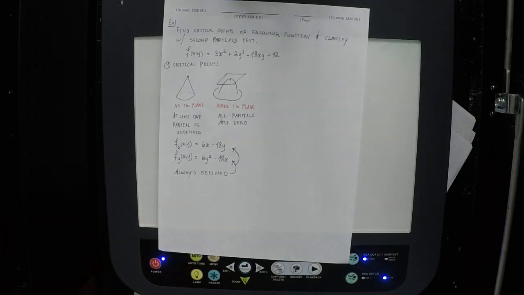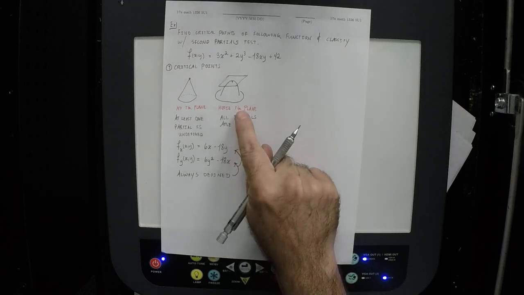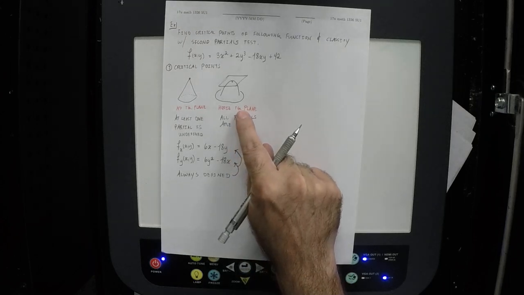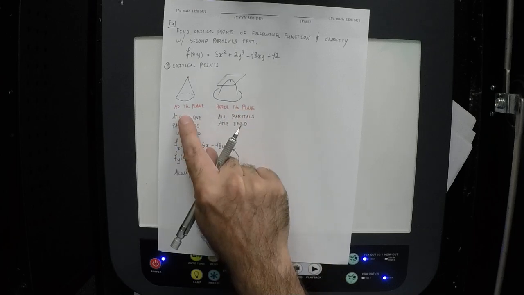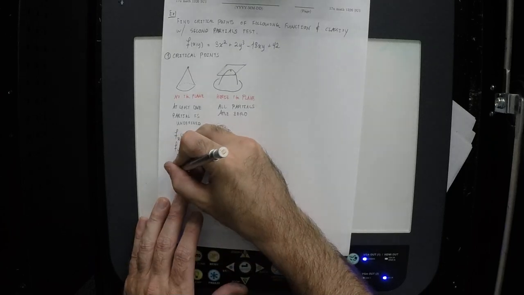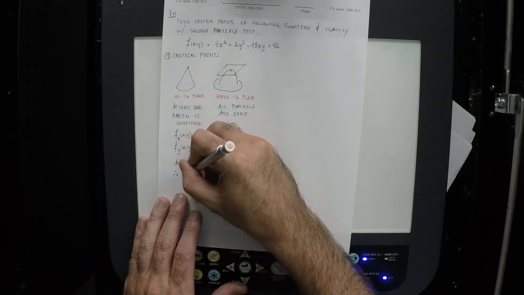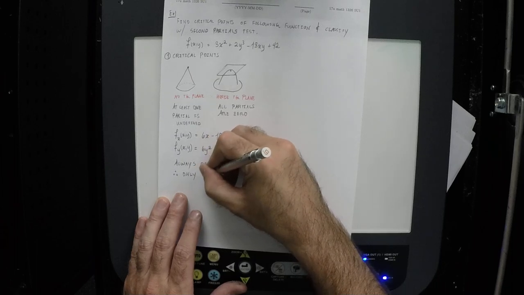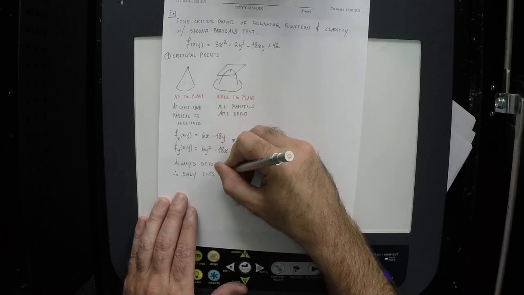What does that mean about the kind of critical points that we expect to find? Yeah, we're only going to find sombrero points, if you like. This is the only kind we're going to find. We're not going to find this other kind. Okay, so that means only this kind.